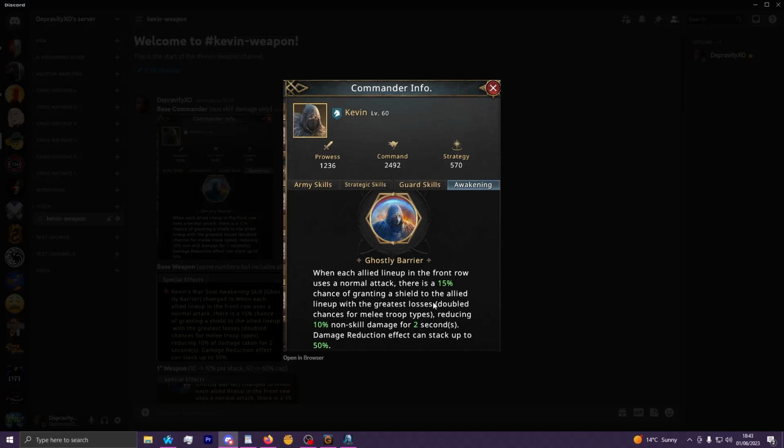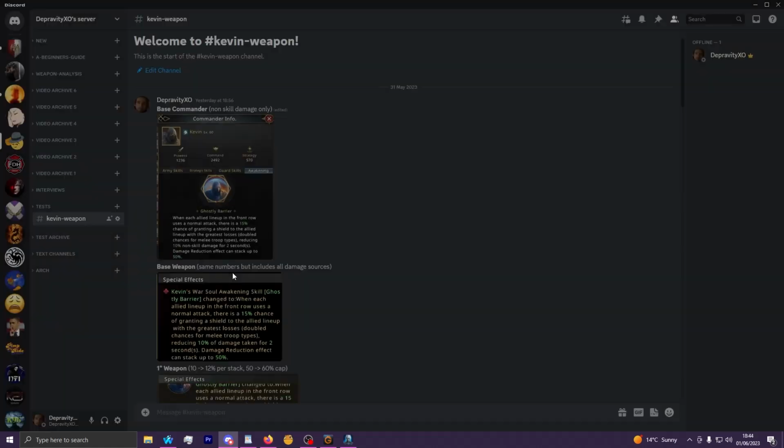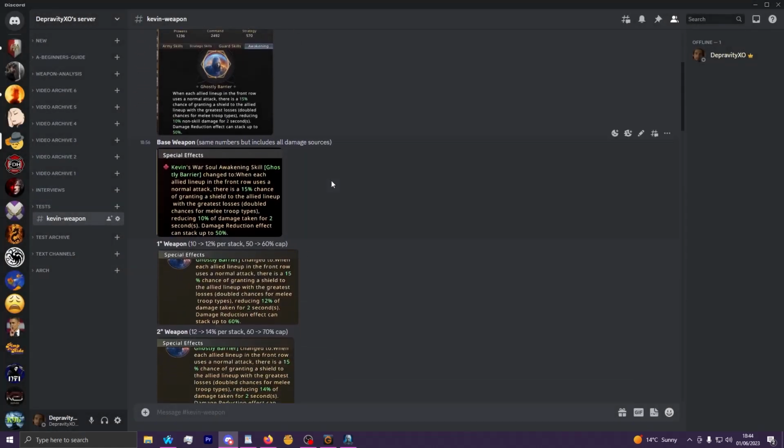And then the key thing that you'll find of his weapon is this next bit: reducing 10% non-skill damage for 2 seconds, damage reduction effect stacks up to 50%. So this is going to be primarily what changes with the weapons. The base weapon changes no numbers at all, but instead of it affecting only non-skill damage, it just affects all sources of damage. So this will affect things like commander attacks, commander actives. It'll affect things like bleed itself as an effect, things like wildfire from Cersei, and so on and so on.